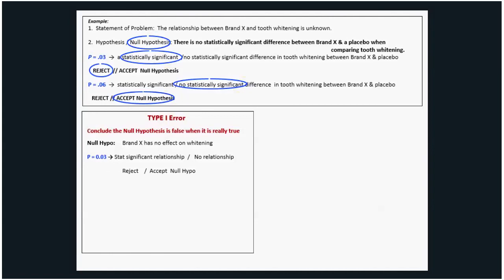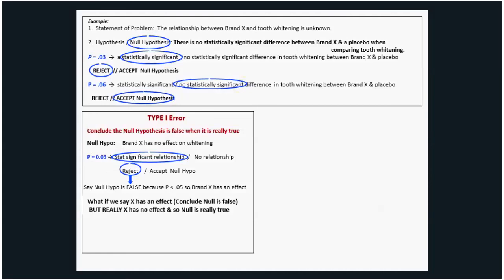All right, so we have a null hypothesis: brand X has no effect on whitening. A p-value of 0.03 means what? There is a statistically significant difference. So what are we going to do here? We are going to reject our null hypothesis. So we're saying that the null is false because p is less than 0.05. So brand X has an effect on tooth whitening.